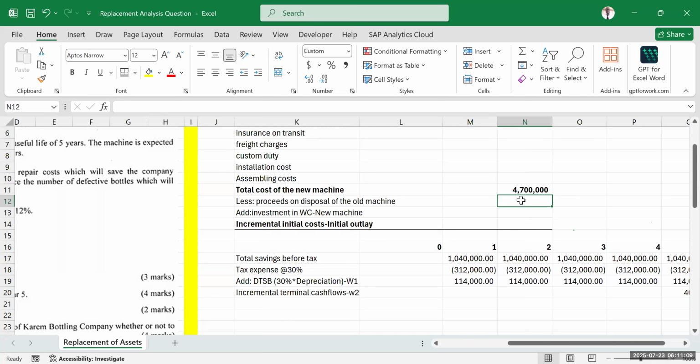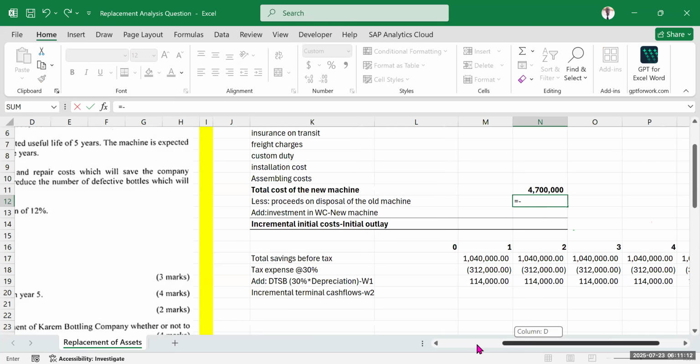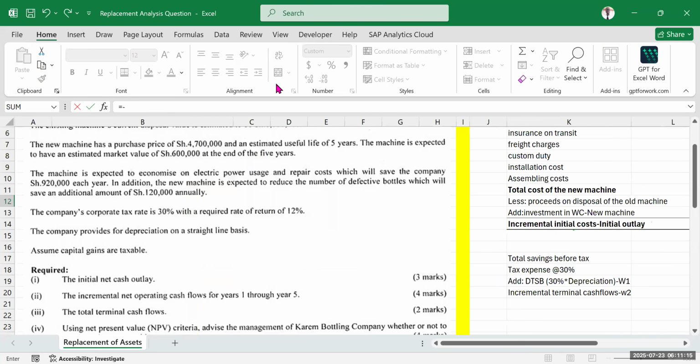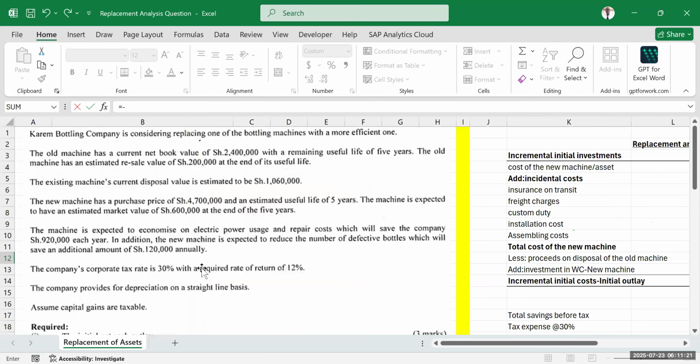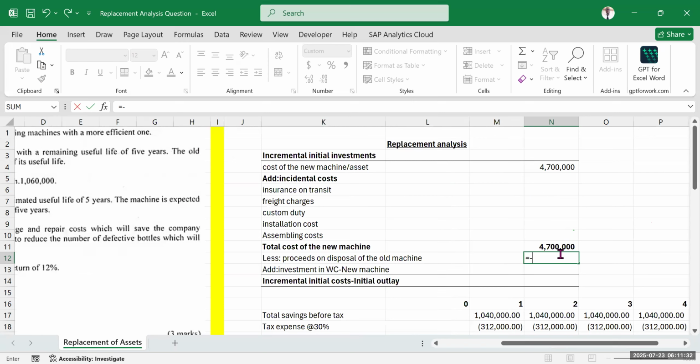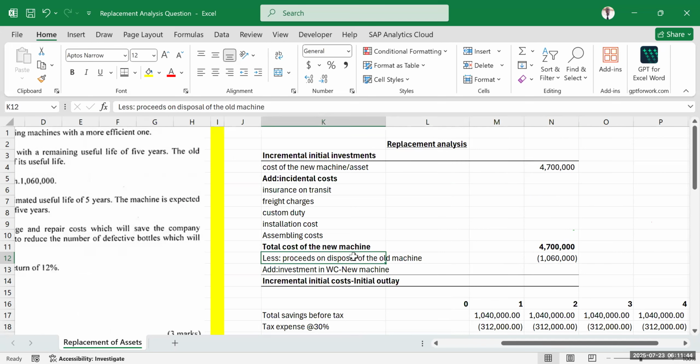So how much are we going to get if we dispose of the old machine? Let's come and check. Did they tell us? Yes, the existing machine's current disposal value is estimated to be 1,060,000. So if the cost of the new machine is 4.7, and when we dispose of the old one we realize 1,060, the difference is what we are going to spend, the net effect.